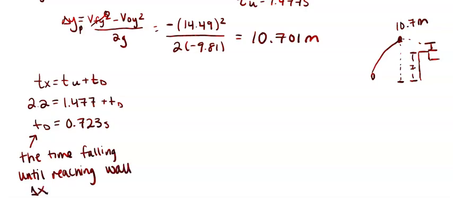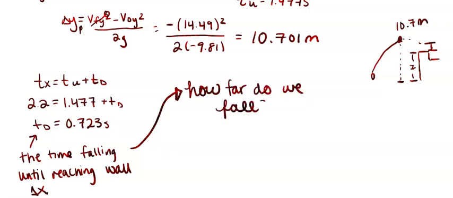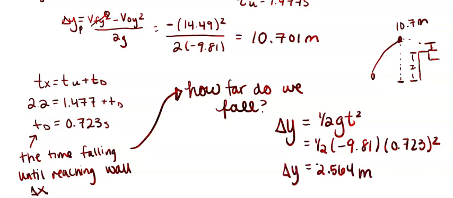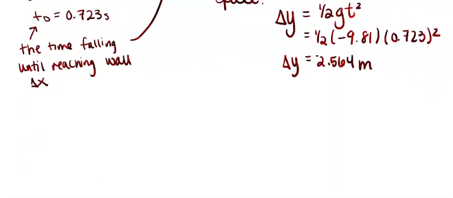So we can use the free fall equation, and that's going to be our best option because we don't know our final velocity at that point. We could use another equation, but we would have to find v final first, so that's not the most efficient. So how far do we fall? Let's say that delta y is going to be equal to 1/2 gt squared. We're going to use our gravity. We've got our time. Plug that in, and then what we're going to get is 2.564 meters negative. So we're going to be falling that amount from the peak.